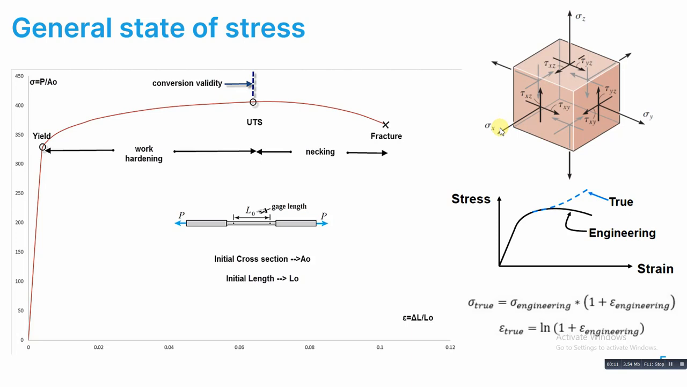Here is the question: if we need any information about a material, we are going to make an experimental tensile test. From the experimental tensile test, we can find the Young's modulus, the yield stress, the UTS, or ultimate tensile stress, the fracture, the percentage of elongation, and other information. But the question is, this experimental tensile test is a uniaxial state of stress. Can we use this information while we study a general state of stress or a triaxial state of stress? The answer is yes and no. Yes, we can use this information, but no, we cannot use it directly.